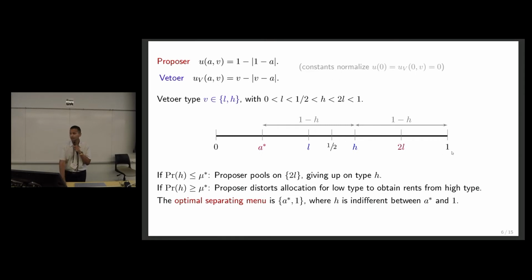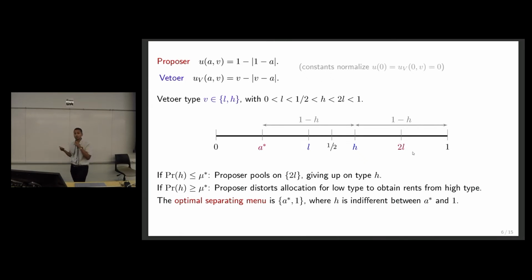On the other hand, if the high type is sufficiently likely, then the proposer is going to say, look, to try to get a policy of 1 from the high type, I'm going to distort the allocation from the low type, get a policy of A star that makes the high type just indifferent between A star and 1. And this is going to be the optimal separating menu.